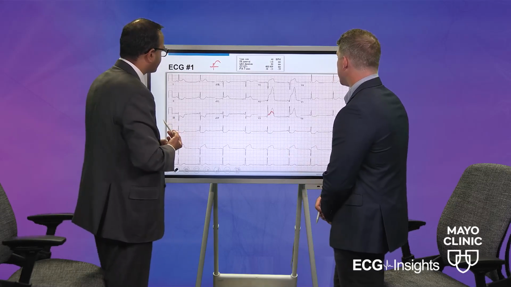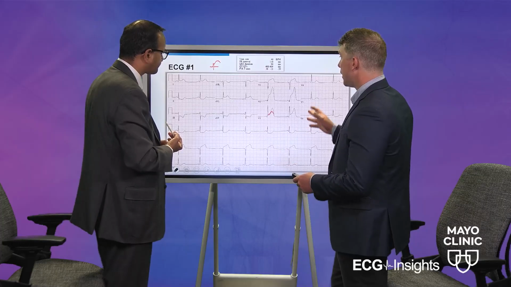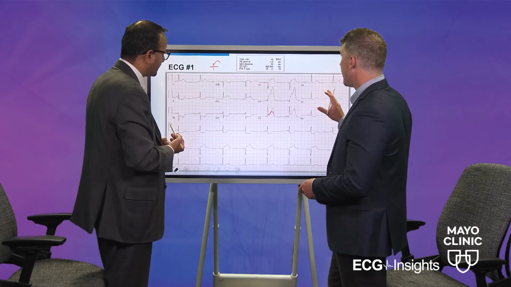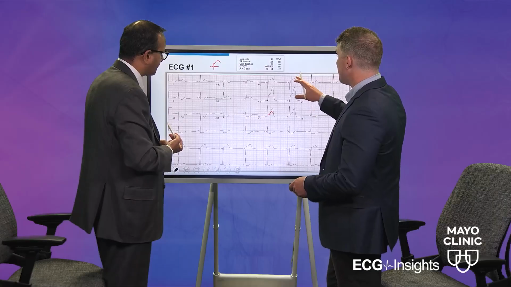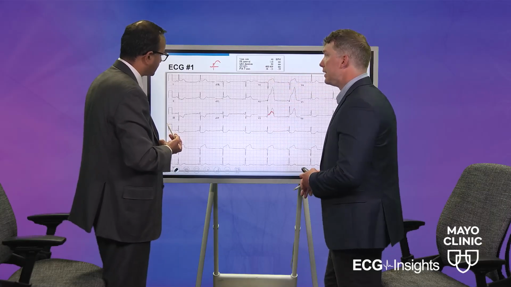Yeah, so some of the main things that we're looking for in differentiating a true ST elevation compared to pericarditis, oftentimes you think of kind of diffuse ST elevation all over your ECG. Yeah.